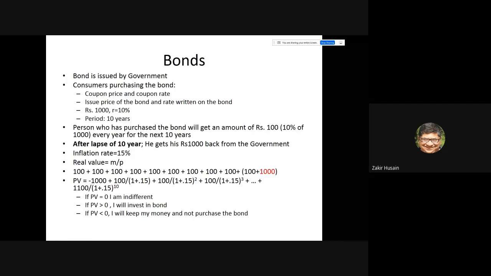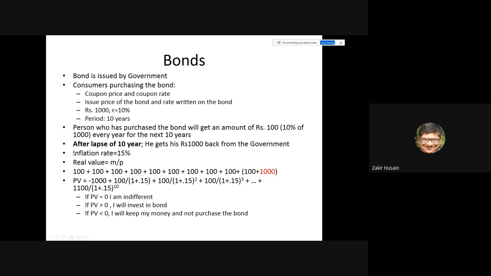Now, in the case of bonds, government bonds, the consumers purchase the bond. As you know, there's a coupon price and the coupon rate of interest, the price and rate which is written in the coupon. These are the issue prices. Let us say the issue price is 1,000 and the rate of interest is 10%, and the bond is issued for 10 years. So the person who has purchased the bond will get rupees 100, which is 10% of 1,000 rupees, every year for the next 10 years. After a lapse of 10 years, he gets back his 1,000 rupees from the government.